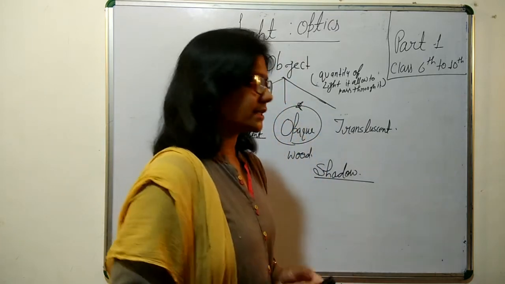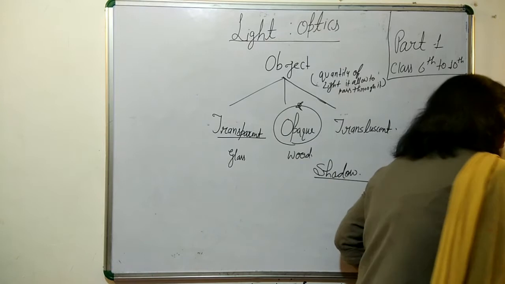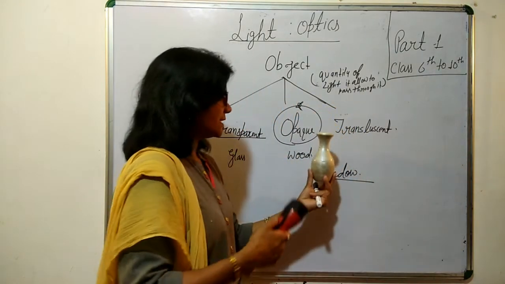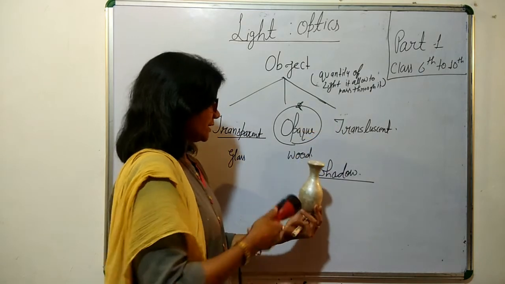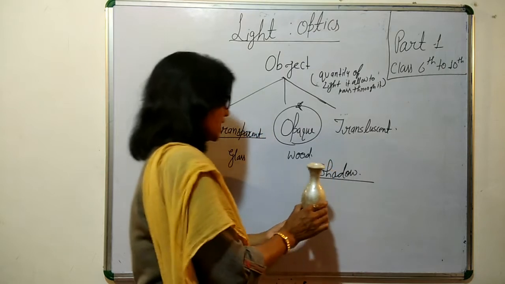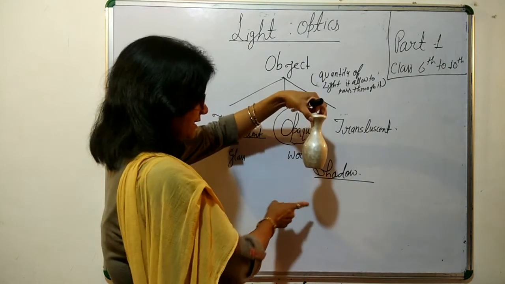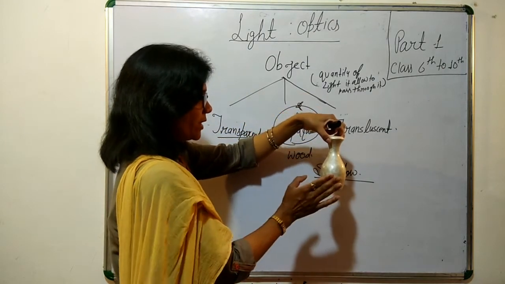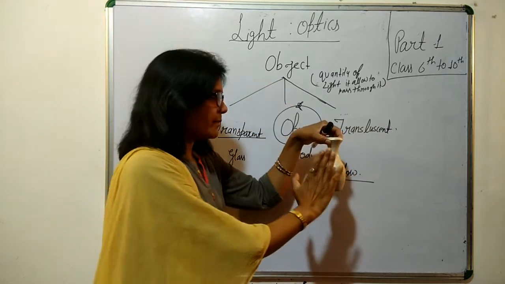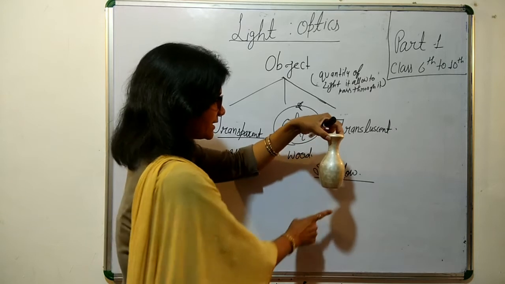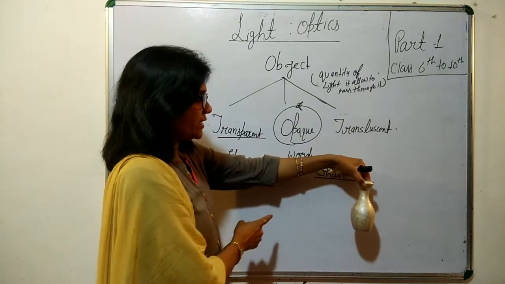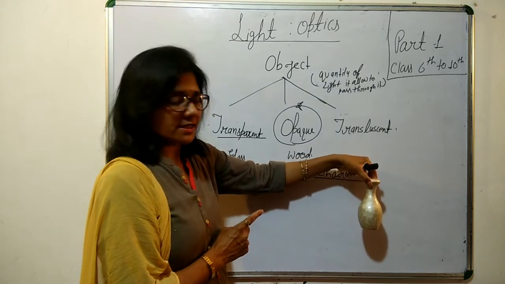Let's see one activity. You can see this flower vase, and here it is a very clear image which we are getting. You can see here you are getting the image. Why is it so? Because the light coming is obstructed by it, and you are getting the image or shadow of that flower vase.